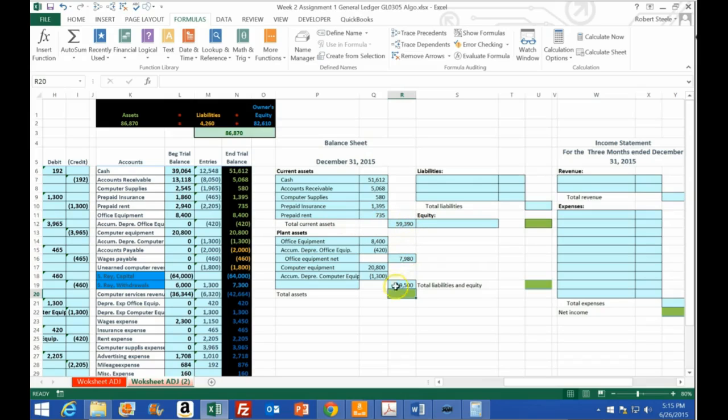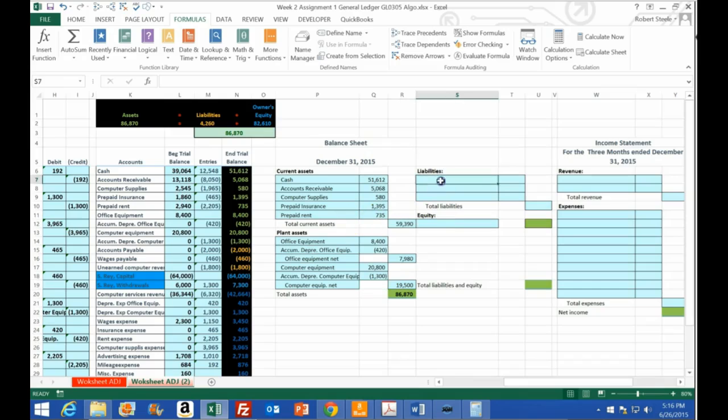Then if we sum up the outer column now, we can say the outer column equals the sum of the current assets and the property, plant, and equipment, and that gives us the 86,870. If we highlight over here just the green part, we should come up with the same 86,870 because we have the debits minus the credits, being the contra asset accounts, the accumulated depreciation, and we can call this the computer equipment.